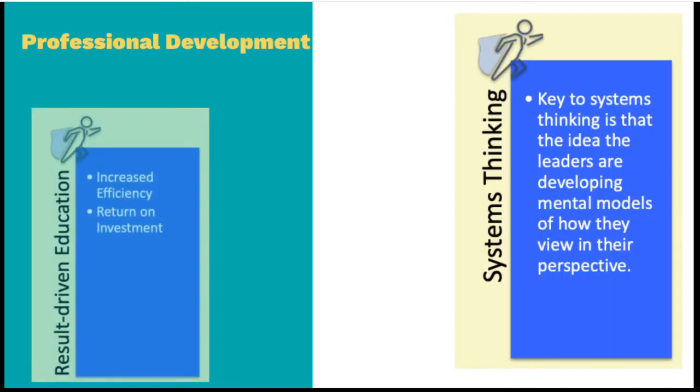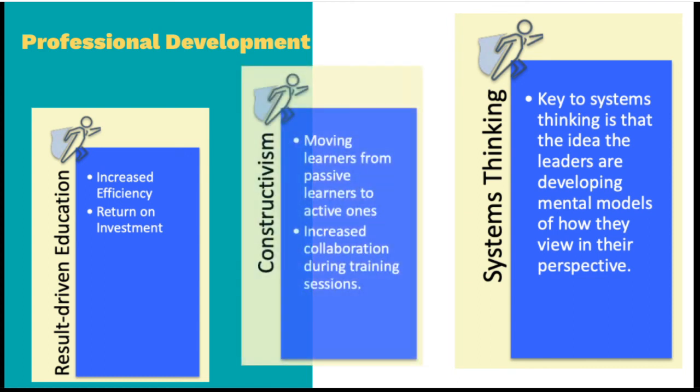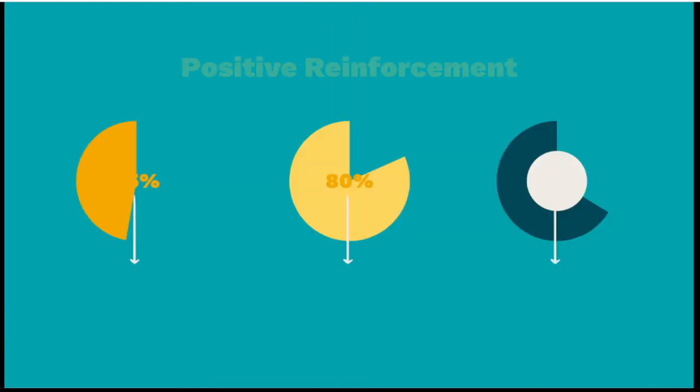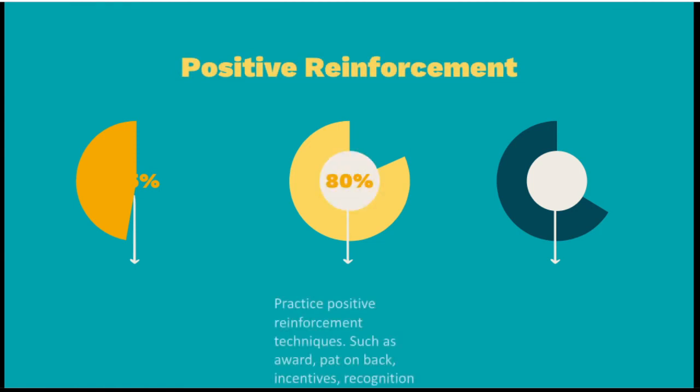Thus, professional development should have a result-driven education wherein we have to increase efficiency and there should be a return of investment. First, there should be constructivism wherein we have to move learners from passive learners to active ones and increase their collaboration during training sessions. System thinking: the key to systems thinking is that the leaders are developing essential models of how they view their perspective. The positive reinforcement for teachers include the practice of positive reinforcement techniques.